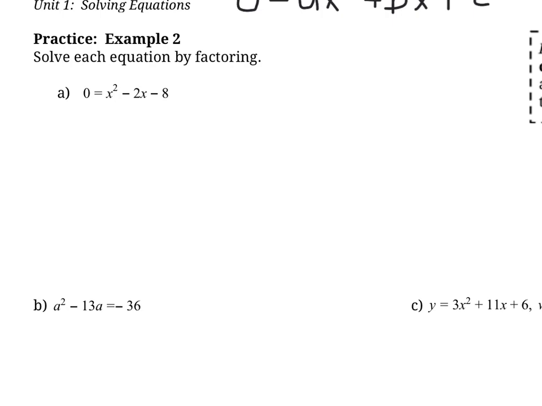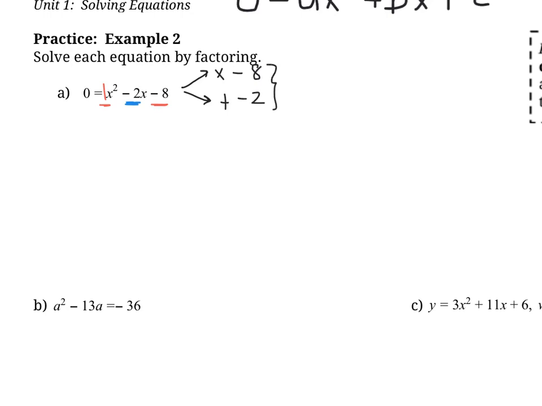If you need help with the rules, go back to the previous page and help yourself out. But the first thing we need to do is find two numbers that multiply to a times c, and a is 1 and c is -8. So what is 1 times -8? Well, that's just -8. So we need two numbers that multiply to -8 and add to our middle number b, and add to -2. So can you think of those two numbers?